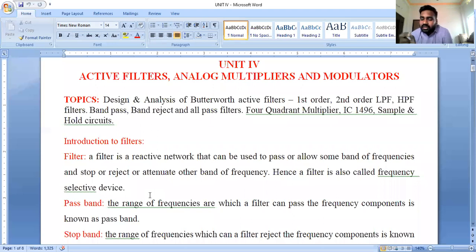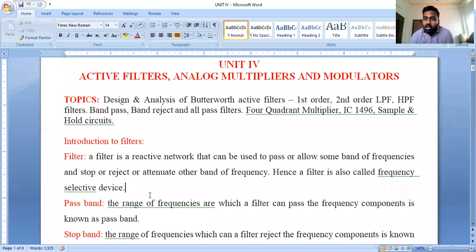In our discussion of active filters, the filter, as a reactive network, will allow the signal at a certain range of frequencies. Depending upon the application, depending upon the requirement, it can allow only a set of signals. It may be the lower order frequencies or higher order frequencies, whatever it may be, it can allow only that set of frequencies.